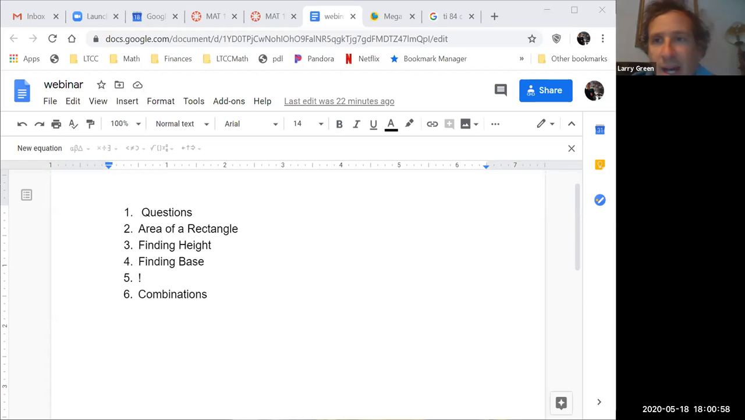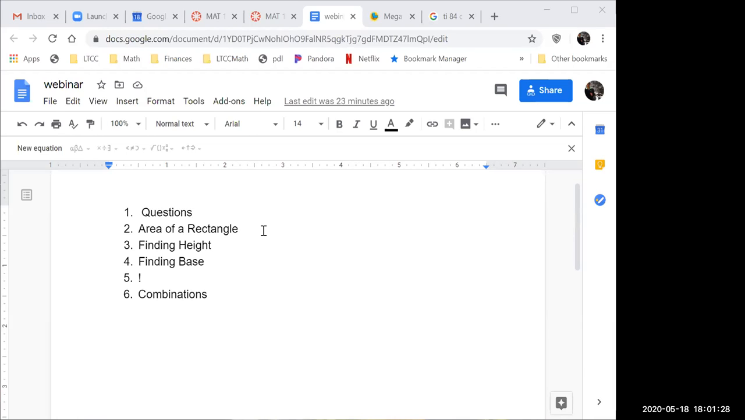So the plan of the day today is, as always, I'll start out with any questions you might have, and that could be about anything. And then after that, we're going to look at the area of a rectangle. I think we talked about it a little bit, but we're going to get a little bit more involved this time, and I'm going to show you how it's used in statistics. And we'll look at finding the height of the rectangle, finding the base of the rectangle, et cetera.